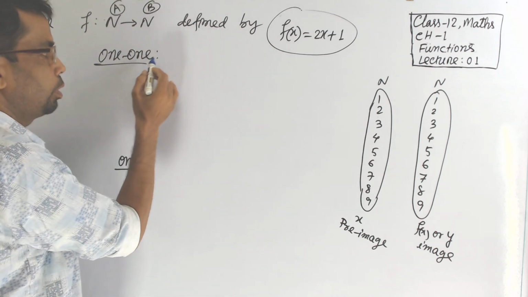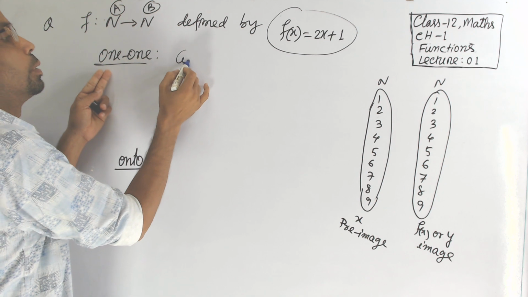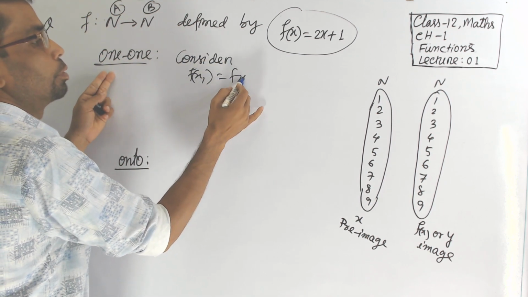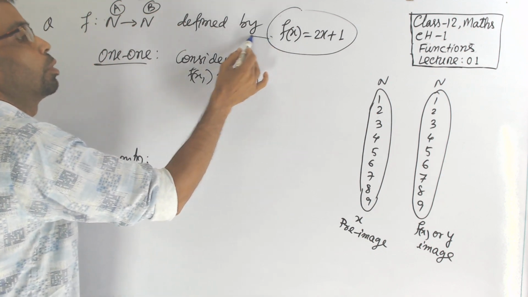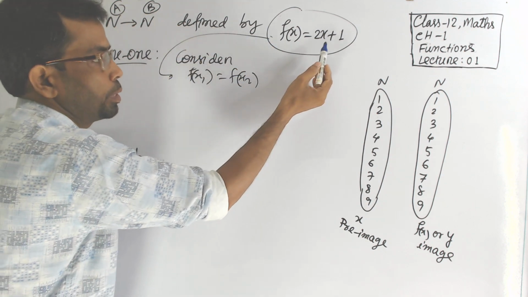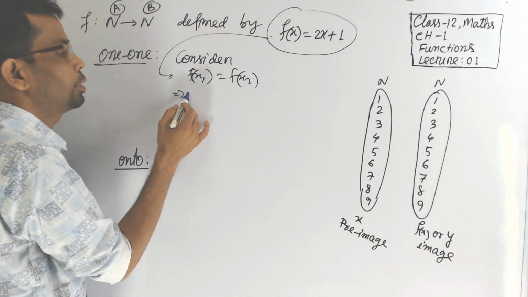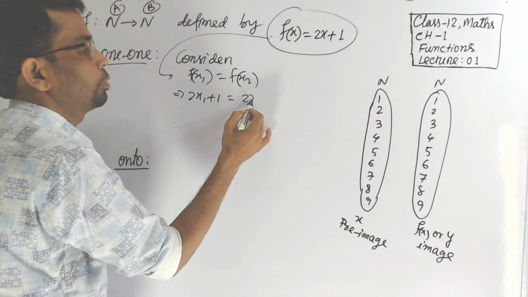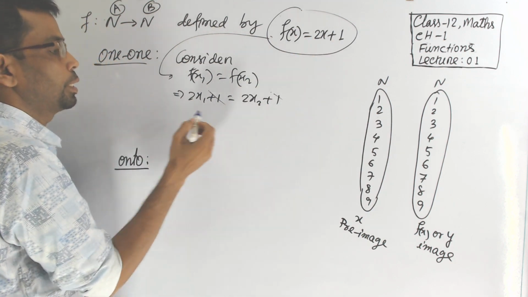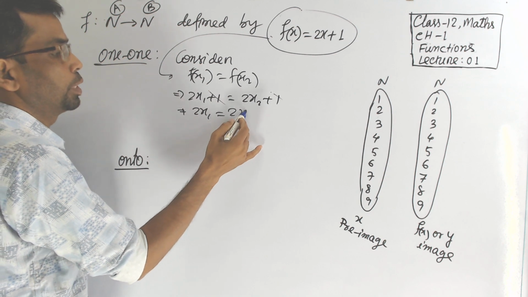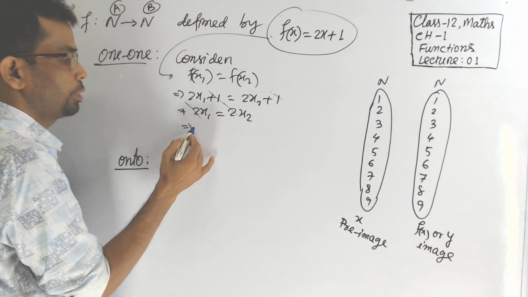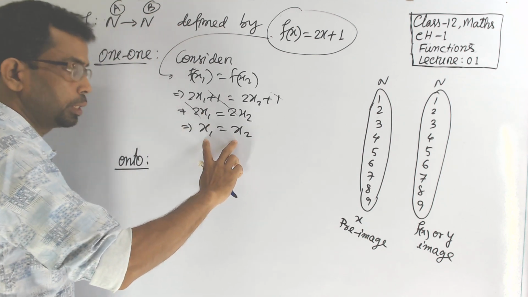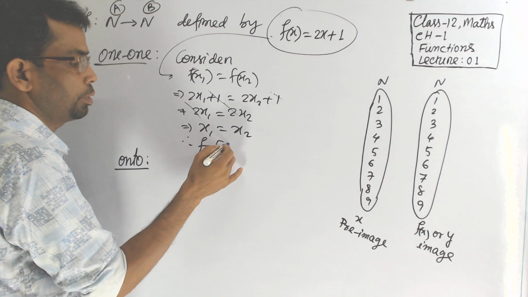The theoretical process of checking for 1-1 is to consider f(x1) is equal to f(x2), and this is the function. From this function, if we write f of x1, that means I have to write x1 in place of x, so it is 2x1 plus 1 equal to, with x2 in place of x, 2x2 plus 1. So 1 is getting cancelled, 2x1 is equal to 2x2, so very clearly 2 also is getting cancelled, and we are getting x1 equal to x2, and this is the theoretical condition which says that the function is 1-1. So we can write f is 1-1.